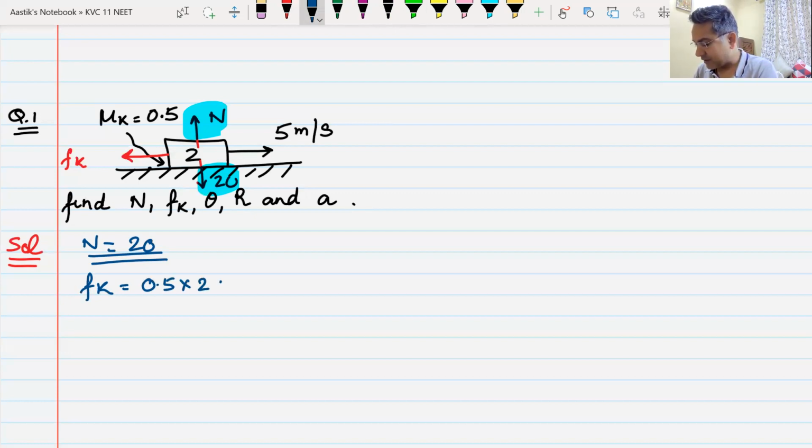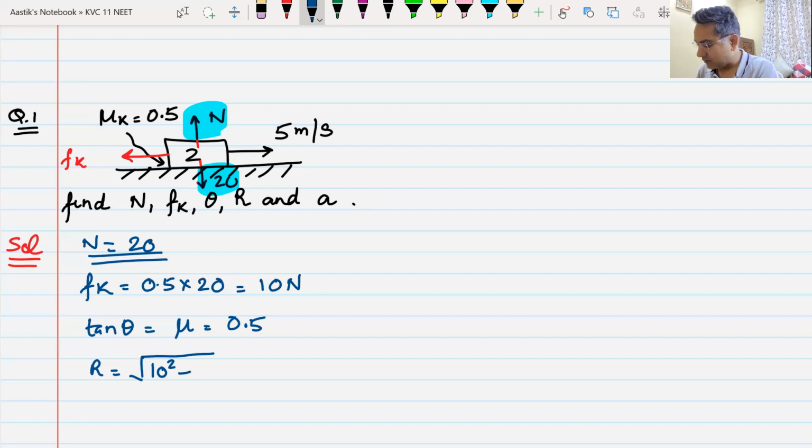0.5 multiplied by 20, and you get your frictional force as 10 newtons. That is the second answer. To get the value of tan theta, you don't have to do anything. Tan theta is simply equal to mu. It will be equal to 0.5. To get the value of r, you can take it under root of 10 square plus 20 square.